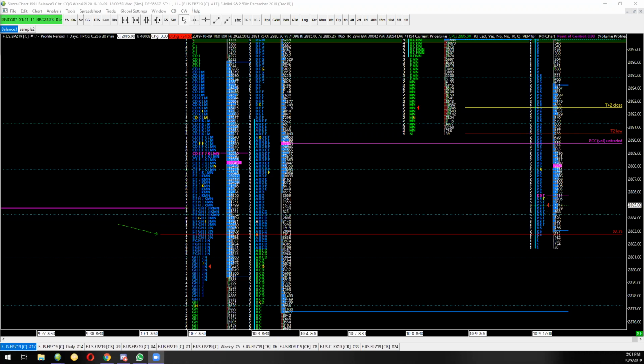We are going to be looking tonight at market profile references, and I'm just going to be walking some of the newer people through market profile.